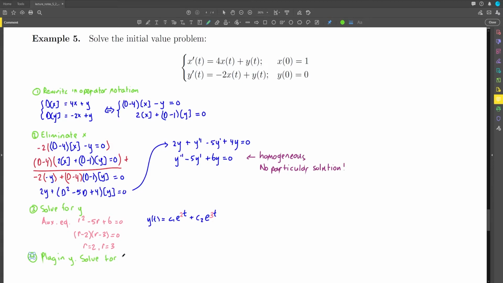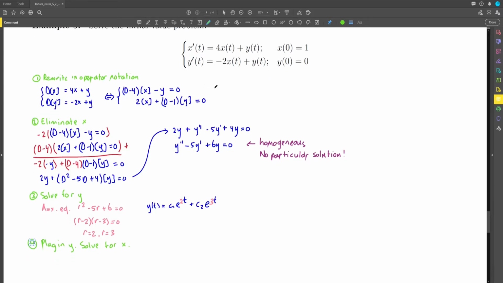for x. So since we want to solve for x, we want to pick the equation that is simplest for x. So the first equation has an x prime and an x, and the second equation only has an x. So that's the differential equation that we want to plug our solution into. So we're going to take the differential equation y prime equals negative 2x plus y, and we're going to plug in the solution, the general solution we found for y.